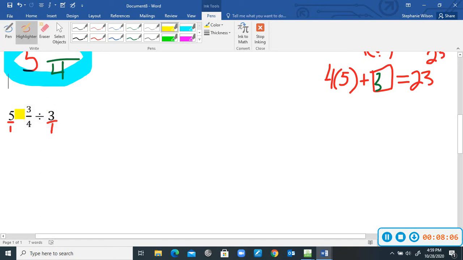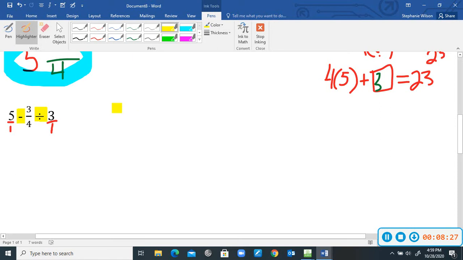I see that I got a subtraction and I got a division. And what does that tell me? That tells me that division comes first. It comes before my subtraction. I also notice my fraction is a proper fraction and a ratio. So I'm good. There's no converting mixed numbers or improper numbers.